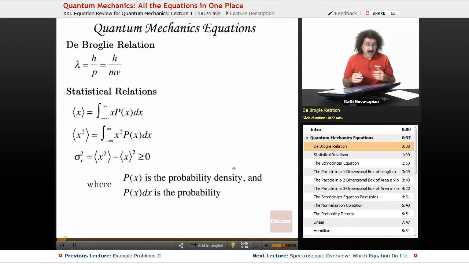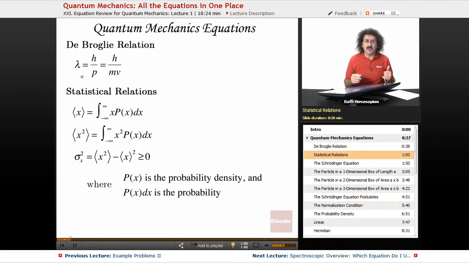So we had the de Broglie relation. Basically it is the wavelength of a particular particle of mass m traveling at a certain velocity v. If you take Planck's constant and divide by mv, you're going to get the actual wavelength of that particle, treating the particle as a wave.